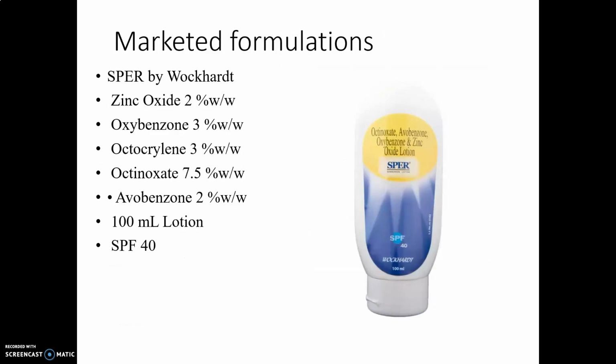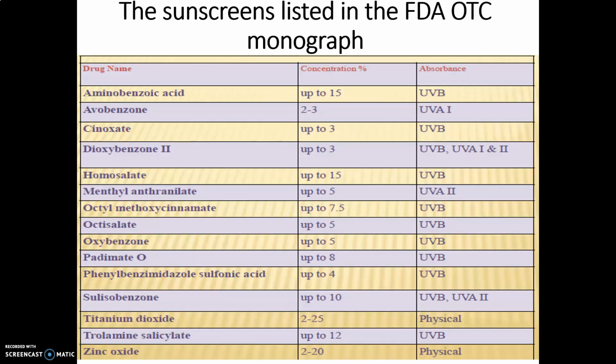These are a few marketed products. There are many actually. I have shown one, that is the Spare by Wockhardt. It mainly consists of oxybenzone and zinc oxide as sunscreen agents. These are listed here, so their protection and their concentration I have listed.